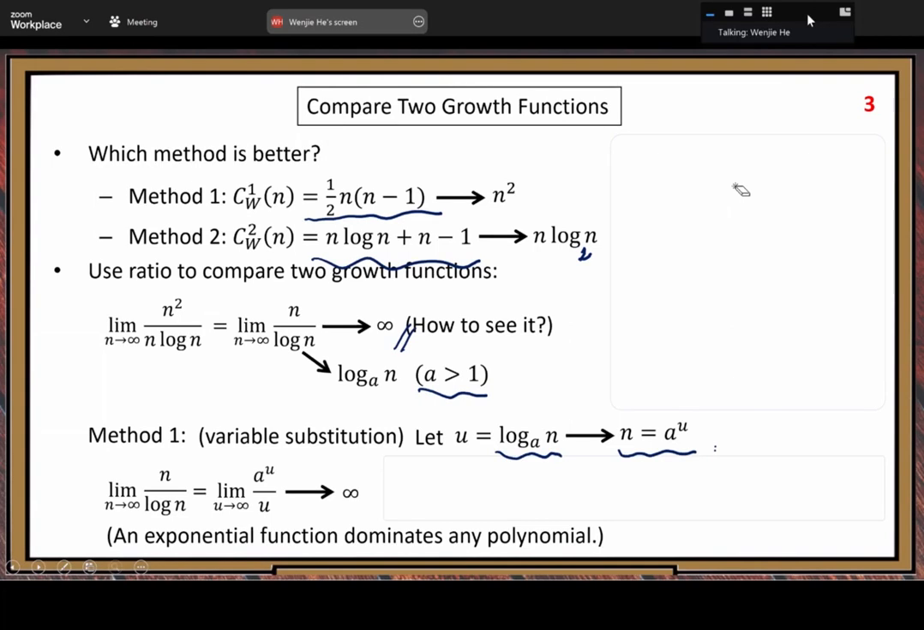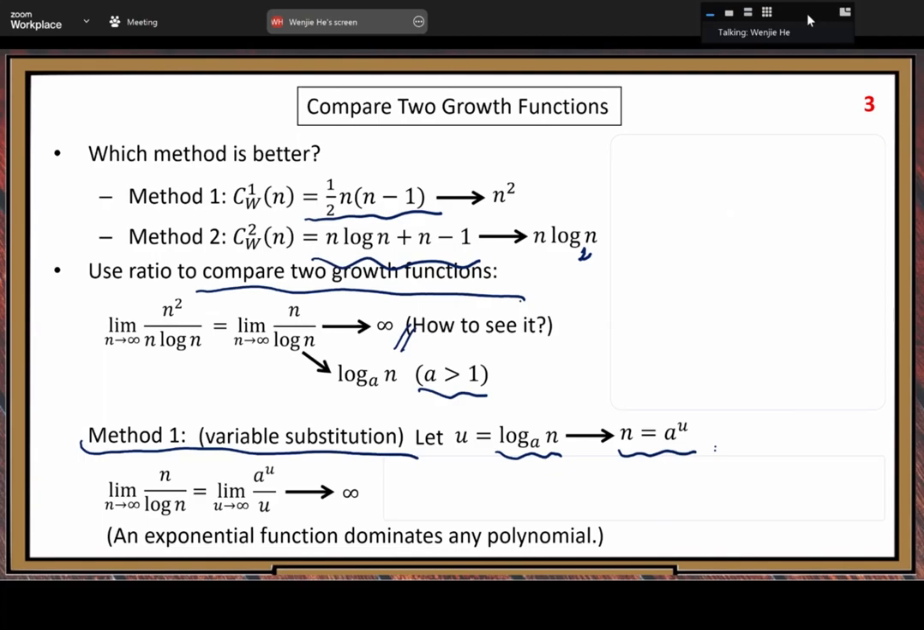Method one. What we are doing here is calculating the ratio. Here we compare two growth functions. How do we compare? We use calculus. We calculate the limit of the ratio of two growth functions. So that's the typical way we compare two growth functions.